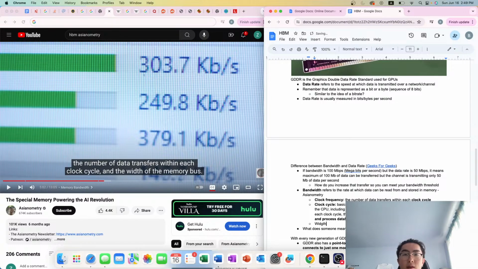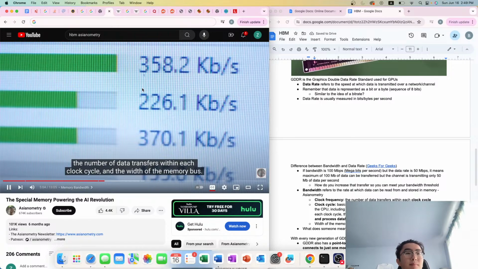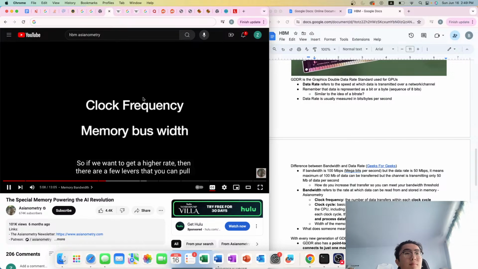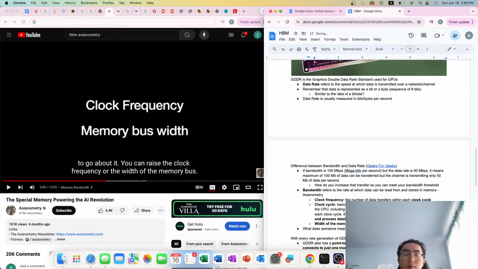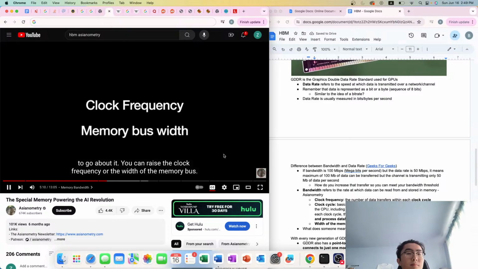Data transfers within each clock cycle. Width of the memory bus. So if we want to get a higher rate, then there are a few levers that you can pull to go about it. You can raise the clock frequency or the width of the memory bus.